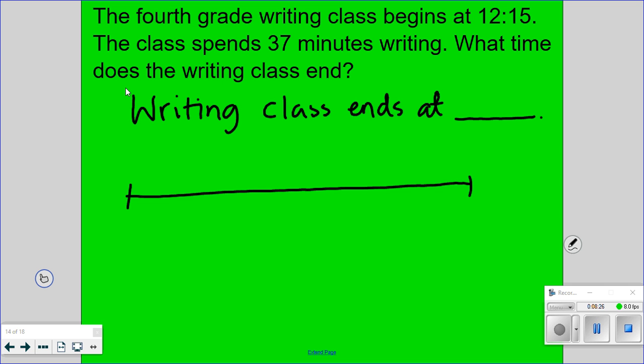We've got our number line ready. Did this tell me a start time or an end time? Raise your hand to tell me. Did this tell me a start time or an end time? Yeah, it told me a start time because it tells me the class begins. That matters because that means I need to put 12:15 at the start of my number line, not at the end. So we're going to put 12:15.